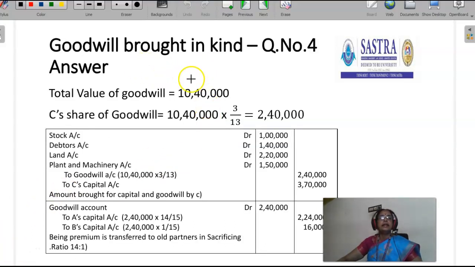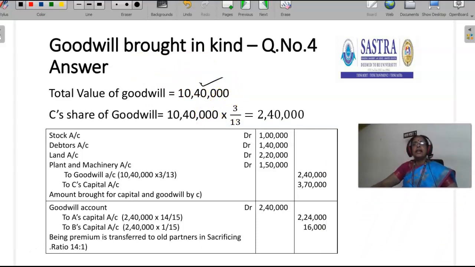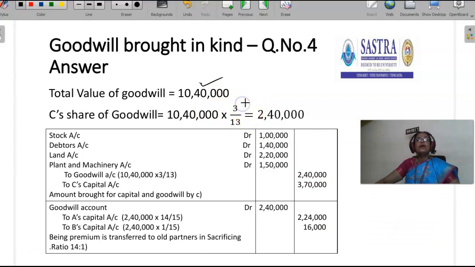Then, this is the journal entry. Total value of goodwill is 10,40,000. Out of 10,40,000, C's share of goodwill, his share in the partnership firm being 3/13, if we calculate his share, comes to 2,40,000. Stock he brought 1 lakh, debtors he brought 1,40,000, land is 2,20,000, plant and machinery is 1,50,000, and out of the total, C's capital is 3,70,000 and goodwill is 2,40,000.